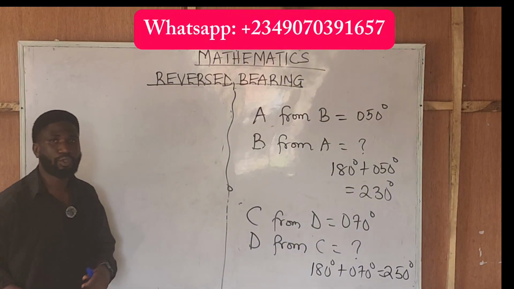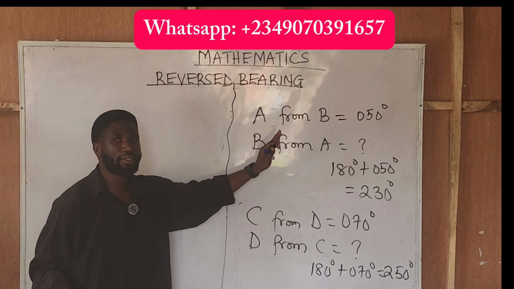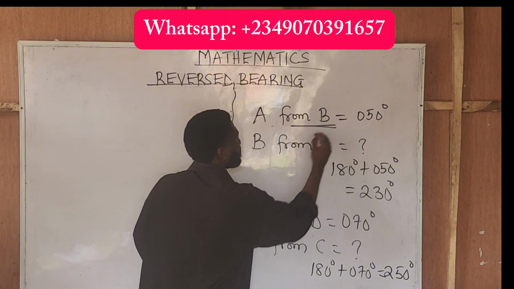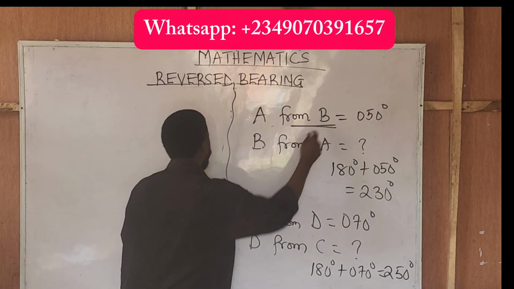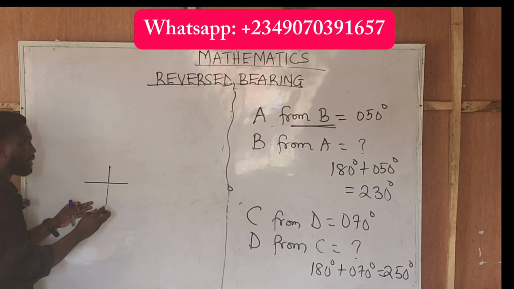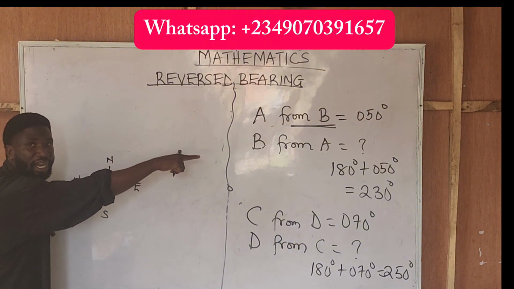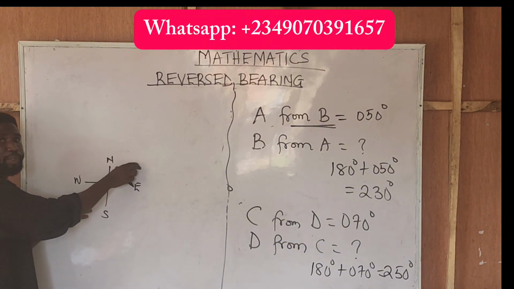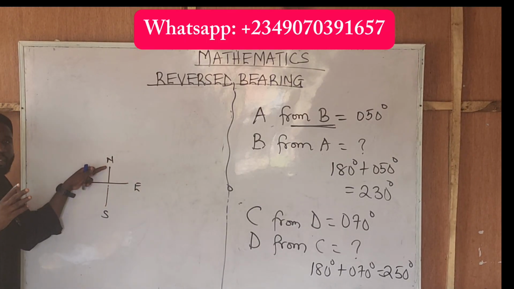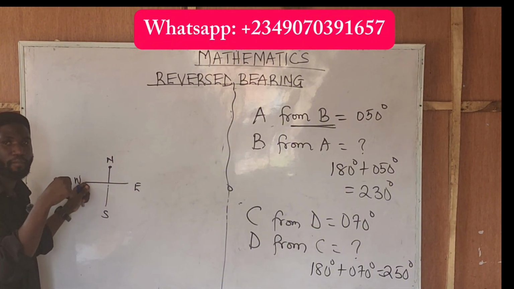All right. So let's start with the first question. We have A from B to be 50 degrees. Take note of something: the point we are starting from is B. A from B. So this is point B now. Indicate the 4 cardinal points: north, south, west, and east. So we have it to be 50 degrees. And 50 degrees is going to be found here on the first quadrant between the north and the east. Remember we said for 3 digits bearing, the starting point is usually from the north and it moves clockwise.